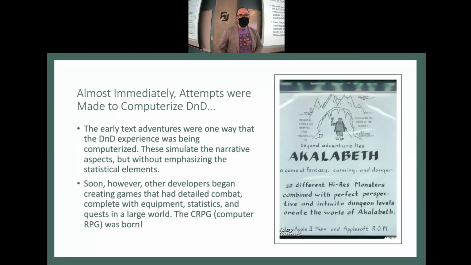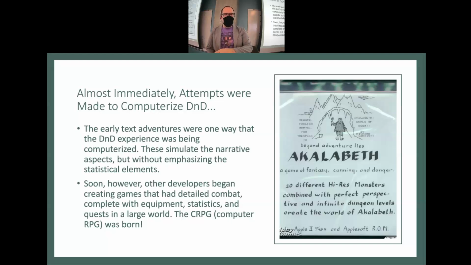Now, the early text adventures that we talked about in the PC gaming lecture were one version of the attempt to computerize D&D, except they were really looking to computerize the narrative component, right? Not necessarily the dice throwing, the statistical grind, character sheets, all those things. They were looking to emulate the narrative aspect of D&D. However, concurrently, some developers wanted to emulate the combat experience with the dice rolls and equipment and statistics. So that was the other side that we're going to talk about now.